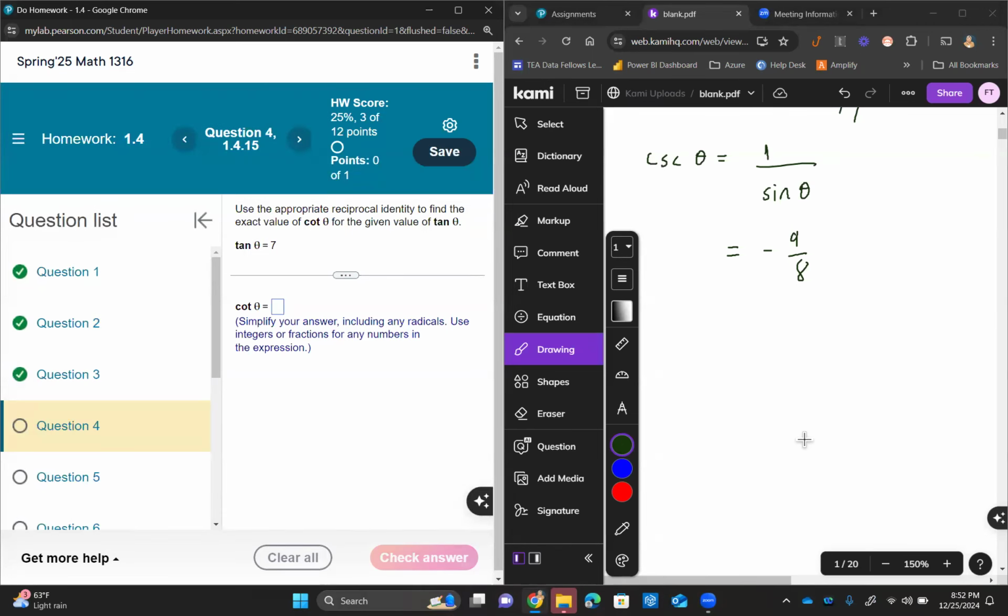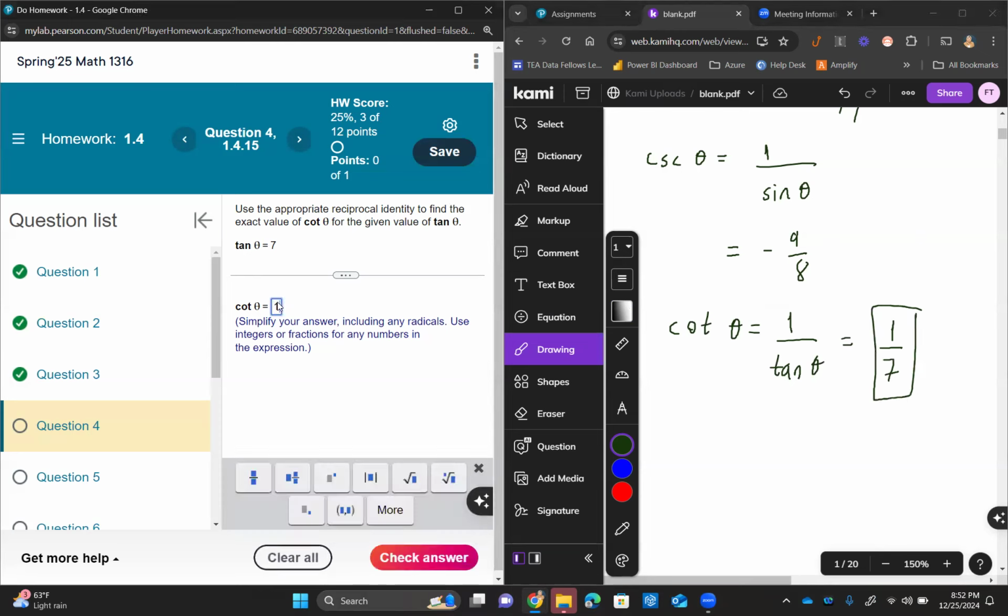Next question is, again, about the reciprocal identity. I have the tangent value and I'm trying to find the cotangent of the same angle. So cotangent of any angle is always the reciprocal of the tangent value. So if I just get the reciprocal of 7, which will be 1 over 7, this is what I need for this question. If tangent is 7, cotangent will be 1 over 7 because they are reciprocals of each other.